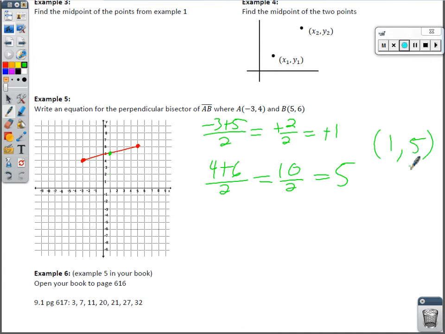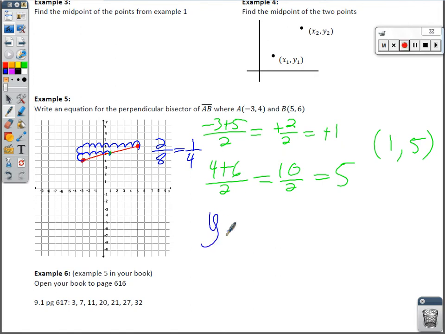Alright, but it's not enough to bisect it. We need a line that's perpendicular at that point. Well, to get a perpendicular line, we need a slope that's an opposite reciprocal. So let's find the slope of this segment. It goes up 2 for every 1, 2, 3, 4, 5, 6, 7, 8 to the right. So the rise is 2, run is 8. We can reduce that to 1/4. You could have also just said go up 1 and then to the right 1, 2, 3, 4. That would get you 1/4 as well.